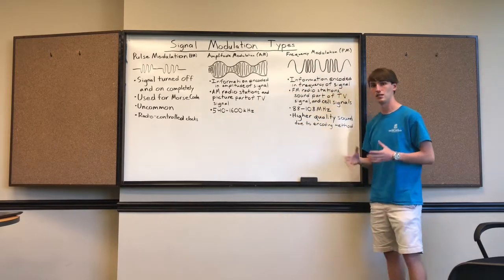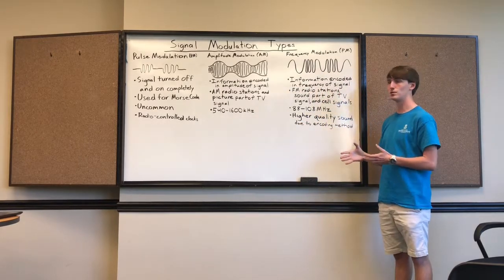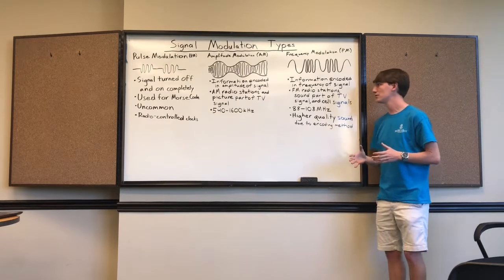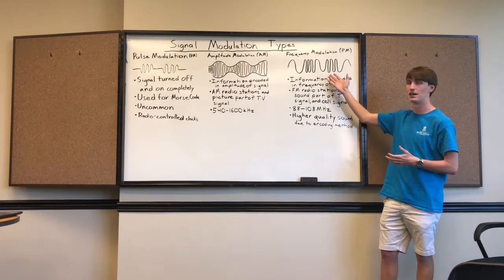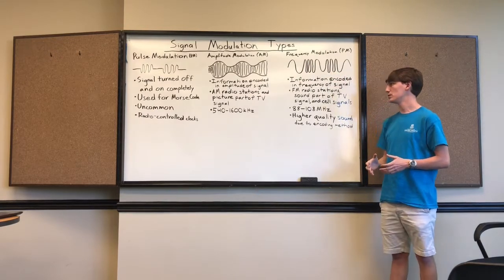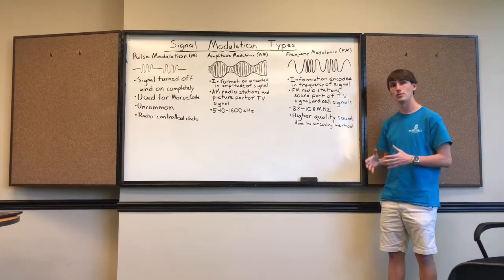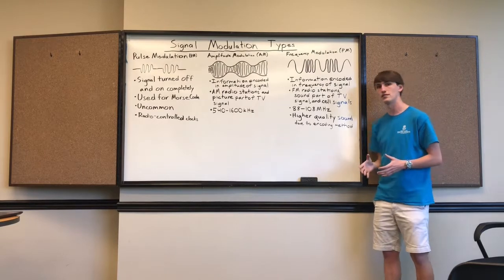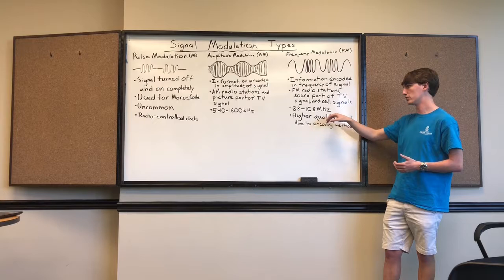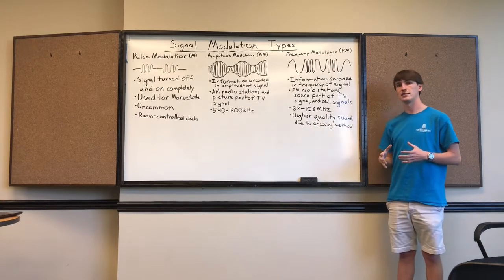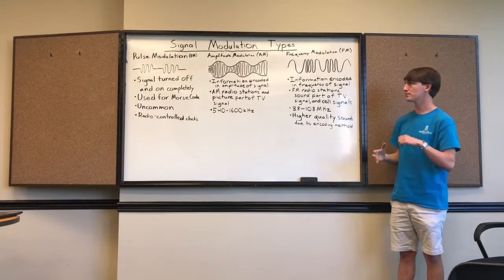And finally, and the most important for this project, is frequency modulation. In this case, the information is encoded by changing the frequency of the signal, as you can see in this diagram here. This is commonly used in FM radio stations, the sound portion of the TV signal, and even in cell phone signals. It operates in the 88 to 108 megahertz range, and it normally has a higher quality sound due to the way it's encoded.